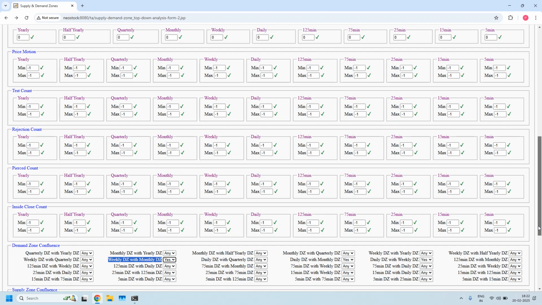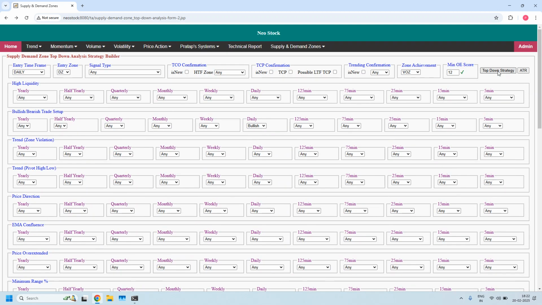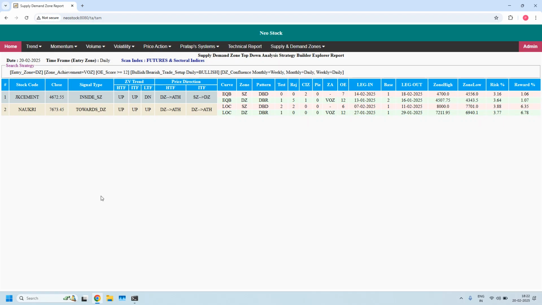With all the 3 filters enabled, we got 2 stocks. So in these 2 stocks, these daily demand zones are overlapped with weekly demand zone. Again, both together overlapped with monthly demand zone. And monthly trend is up in both these stocks. So if any of these 2 stocks have a monthly demand zone with monthly EMA confluence, then those stocks are even more high probability trade setup supported stocks. Let us verify.